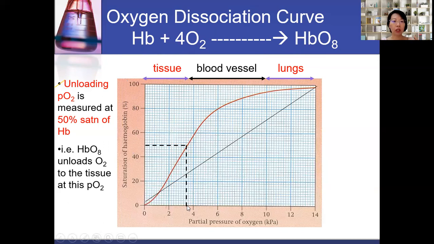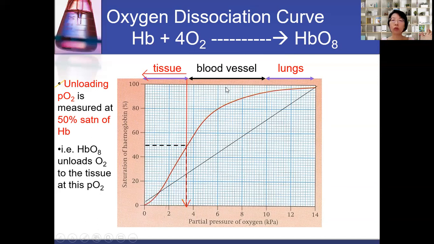So the partial pressure of oxygen here denotes the unloading partial pressure of oxygen. That means from this point onwards, it's considered as the tissue. So therefore, you see here, from this point onwards, all the way down here. So from this point onwards, it is the tissue already. Okay, so this is the unloading partial pressure of oxygen.